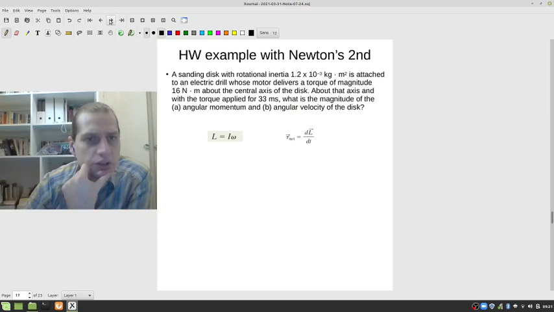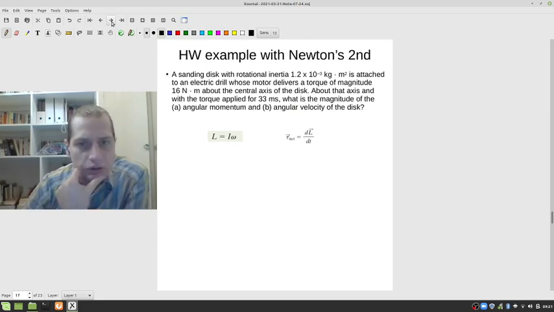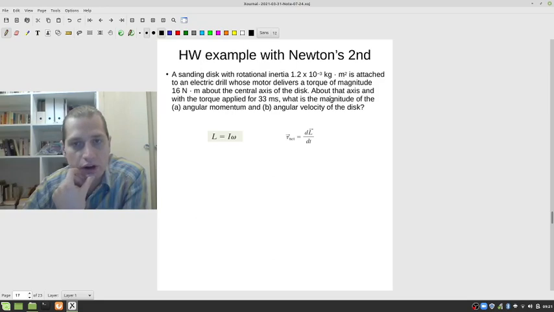Let's see how we can use that in a sort of straightforward problem. It says a sanding disk with a rotational inertia of 1.2 times 10 to the minus third kilograms meters squared. Okay, so they give you I in the right units and everything.